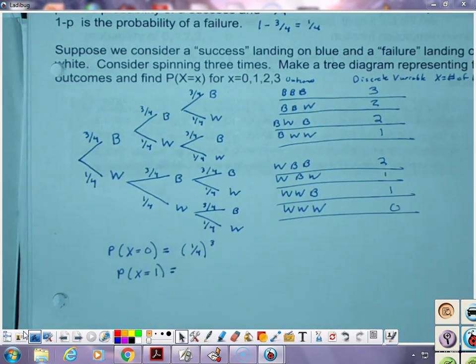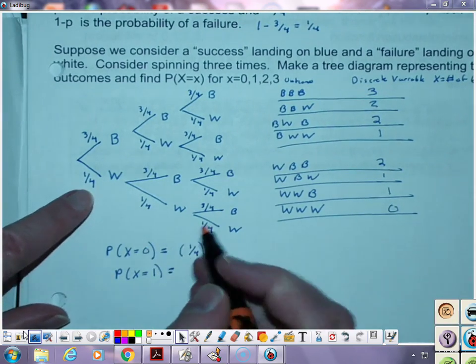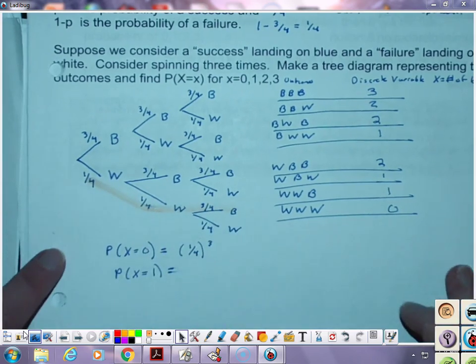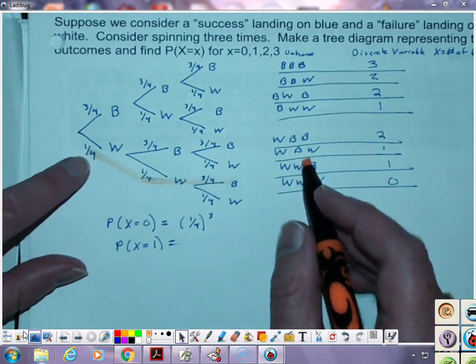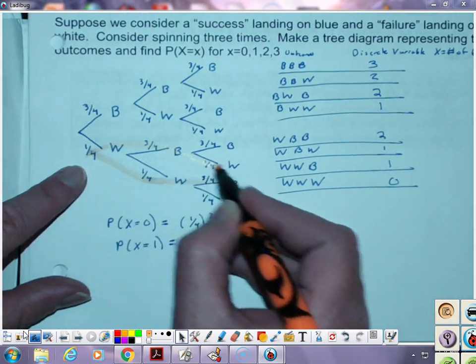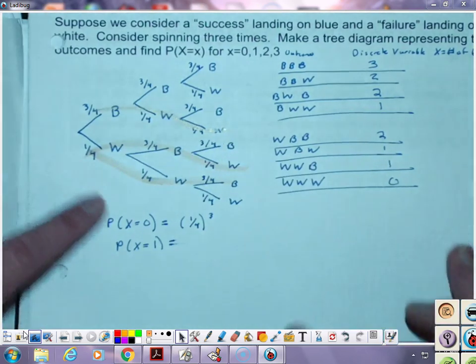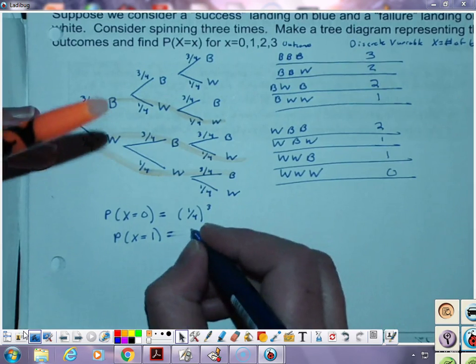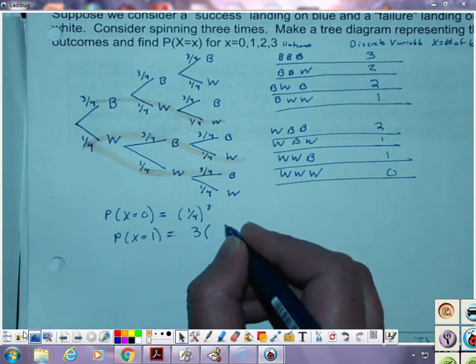Now when you look at 1, how many different paths do I have for that? 3. So I got this one: I need to go white, blue, white, which is 3/64. And I need to go blue, white, white. They are all the same thing. So I have 3 of the same thing, and what is it? 3/64, in terms of fractions.